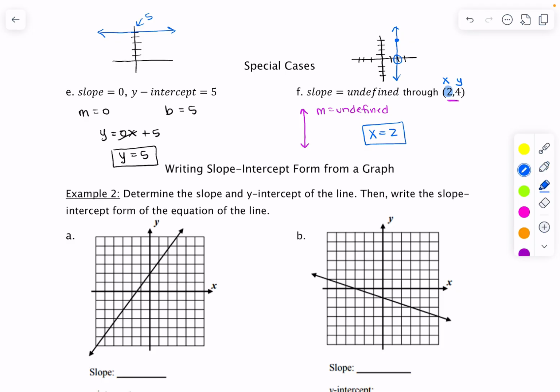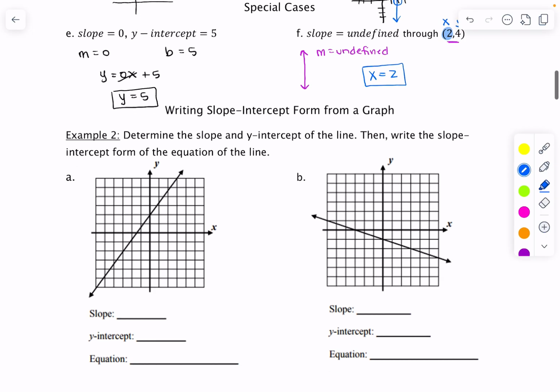It's a special case. When we have undefined slope, we always start with x equals, and you can look to the coordinate pair and just pick that x value of 2 in the coordinate pair. You don't have to draw the picture if you don't want to. Sometimes it really helps students though. Draw a picture, plot the point, and then draw a vertical line and see, oh yeah, that's x equals that x value of 2. So those are two special cases that don't necessarily follow the exact rules of y equals mx plus b, but they're graphs that will pop up throughout this whole unit.